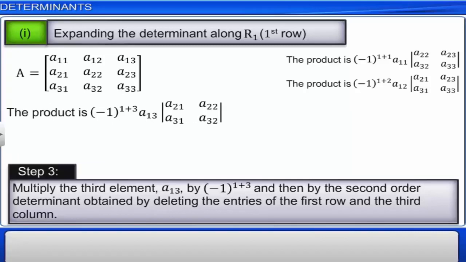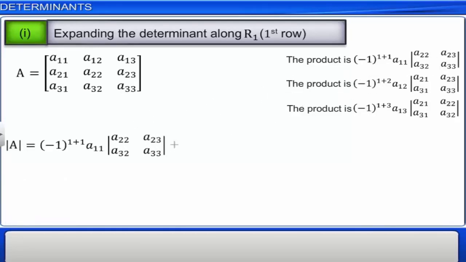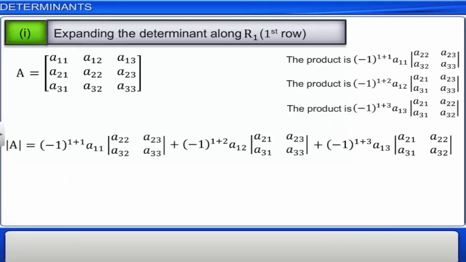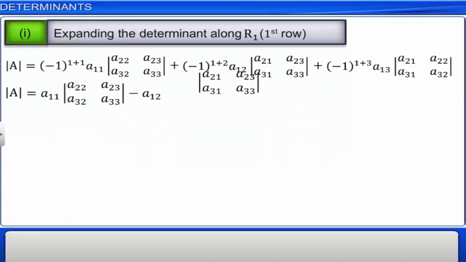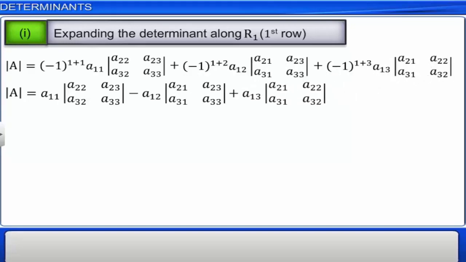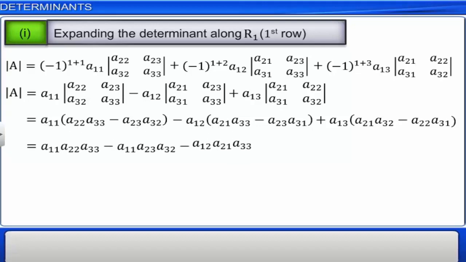Lastly, we add the results of the three steps to get the determinant of A. The determinant of A is as shown. On simplification, we get the required determinant of matrix A.